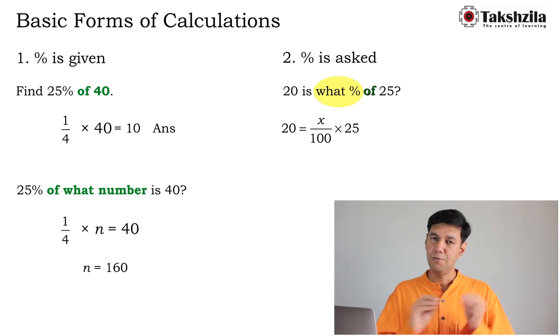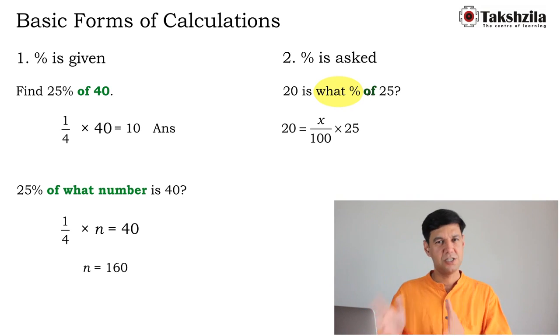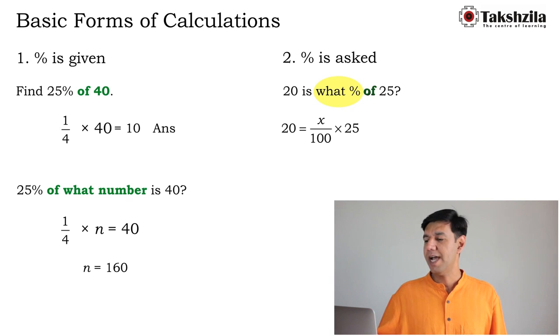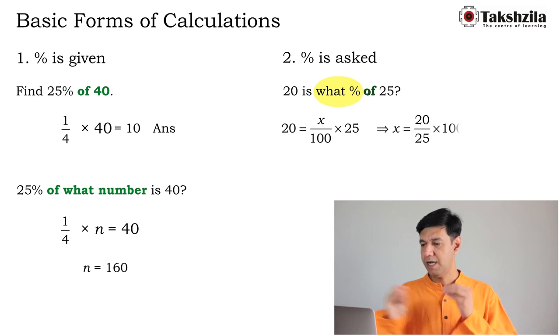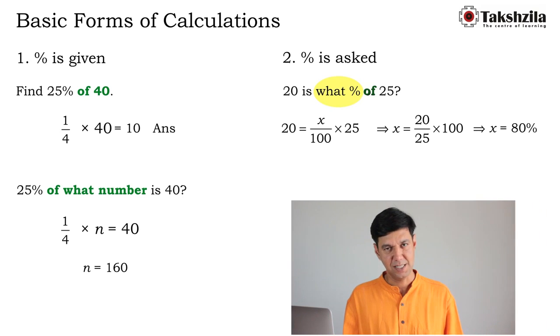Now I want to find x, so I'm doing a little bit of rearrangement. Don't worry too much about it. We are going to study a logical process also here. I'm just comparing two statements here. So x here after rearrangement is going to be 20 by 25 into 100. 25 fours are 100, 20 fours are 80%. 80% is my answer here.